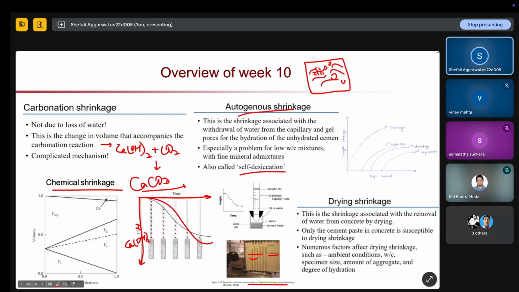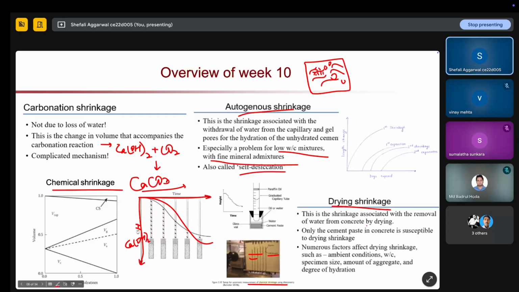Self-desiccation means it will happen by itself. You need not put any load in that condition, so it will happen on its own. It is mainly a problem for low water-cement ratio or when you are using fine material admixtures. Another type of shrinkage is drying shrinkage.